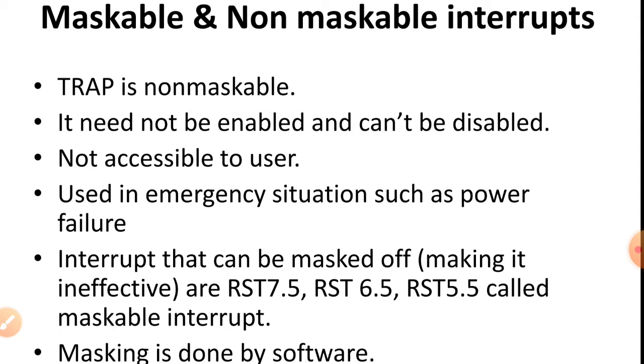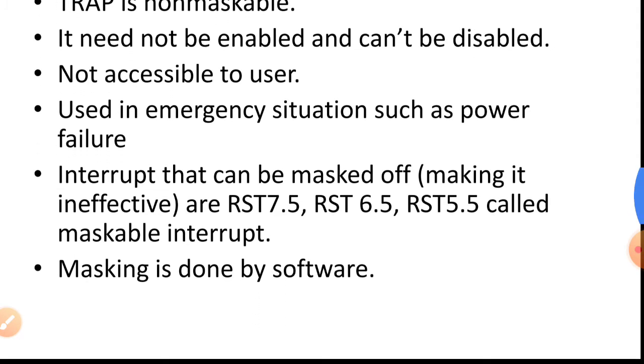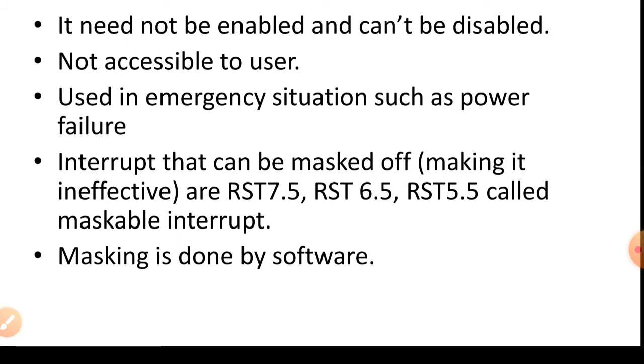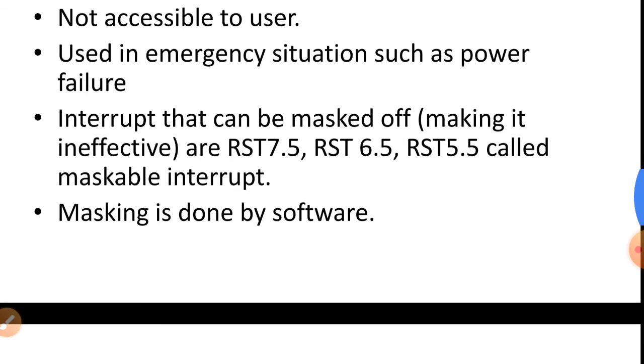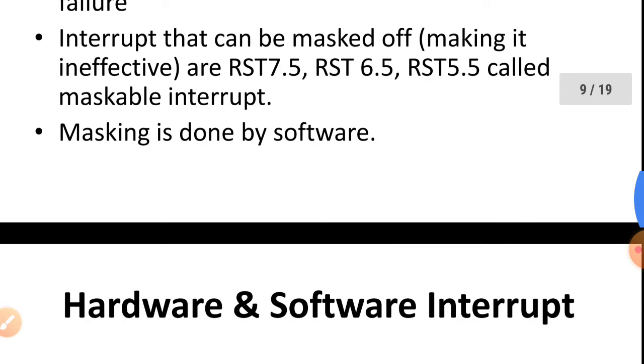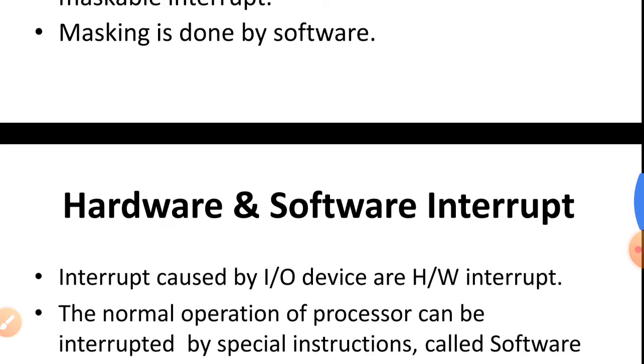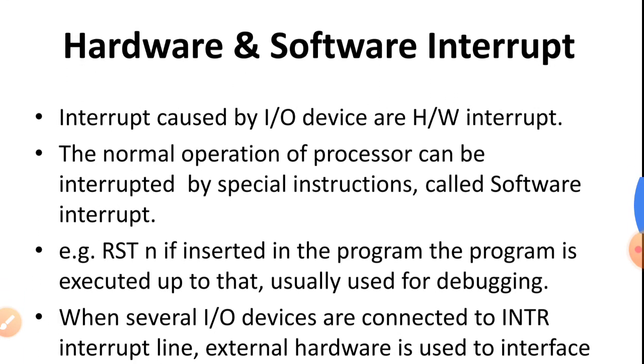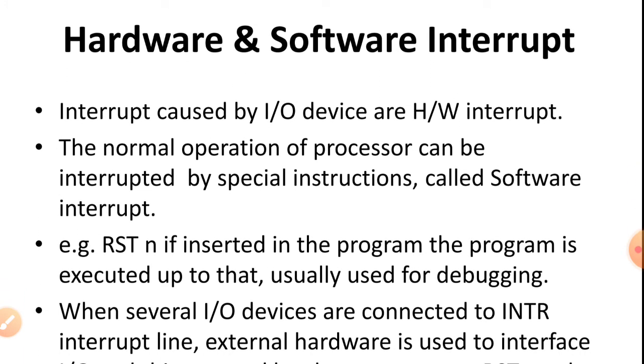Maskable interrupts are those interrupts which can be avoided for some time, and non-maskables are those interrupts which cannot be avoided. Now, TRAP is non-maskable and the rest of the interrupts are maskable. Non-maskable interrupts are used in emergency situations, and the rest of the interrupts can be used for any kind of data transfer process. Now, how is this masking done? This can be done with the help of a program, by writing a program or using a certain instruction which allows masking certain interrupt lines.